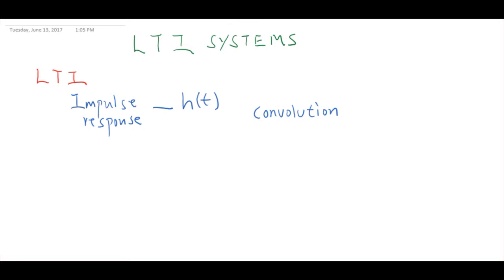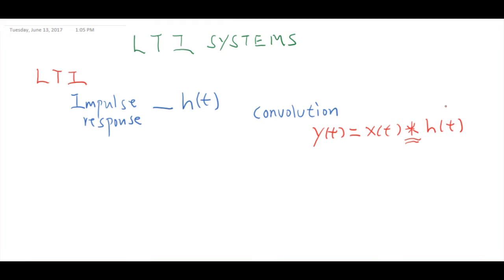For the system output, y of t is equal to x of t, the input, convolved with h of t, the impulse response. Such a symbol is called an asterisk, and this asterisk is actually called convolving, during the convolution.